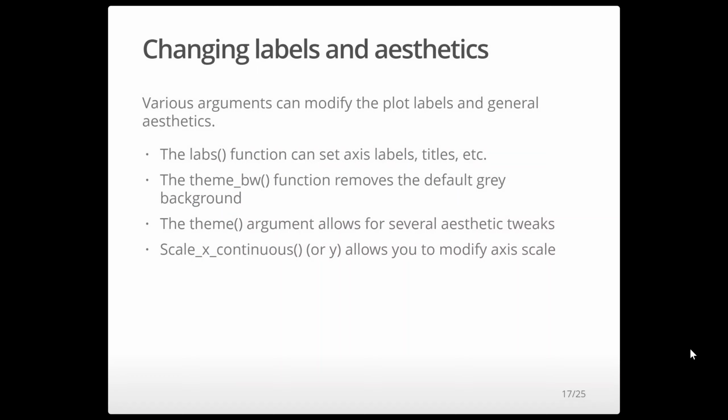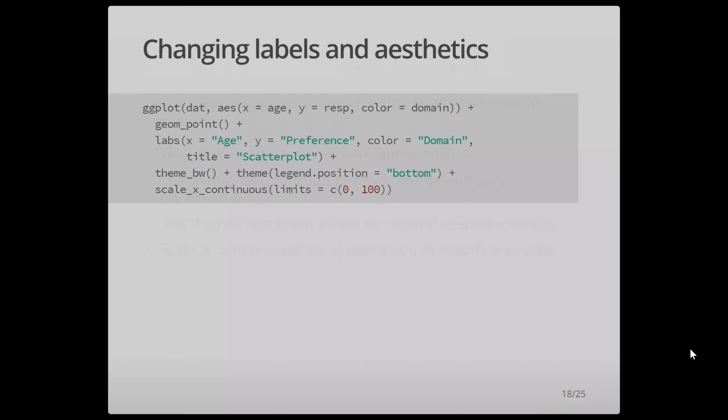So changing some of the labels and aesthetics involves adding additional functions onto the end of the ggplot. The labs function is how you can set axis labels and titles, stuff like that. If you want to change the background from that gray background that's the ggplot default to a white background, you can add the theme_bw function. There's also the general theme function, which allows you to set several aesthetic tweaks. And if you want to change things about the x or y axis, you can use scale_x_continuous or scale_y_continuous, or sometimes scale_x_discrete or scale_y_discrete, depending on what type of variable you're using. That allows you to modify the scale.